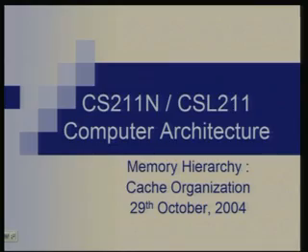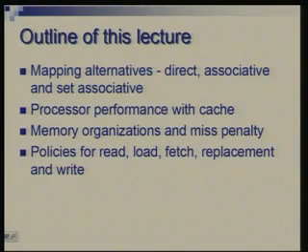Today we will specifically focus our attention on cache memory, which is the closest to the processor and lies in between the main memory and the processor. I briefly mentioned the mapping alternatives, we will elaborate further on those, and then we will start looking at the performance issue. So, how does the processor performance or the time to execute a program change in light of cache accesses, in light of memory hierarchy, particularly cache and the main memory.